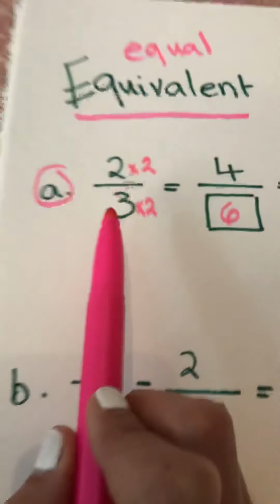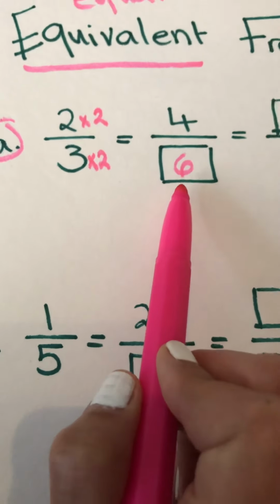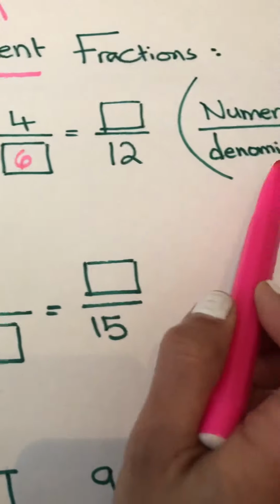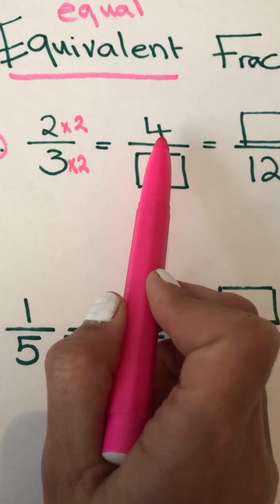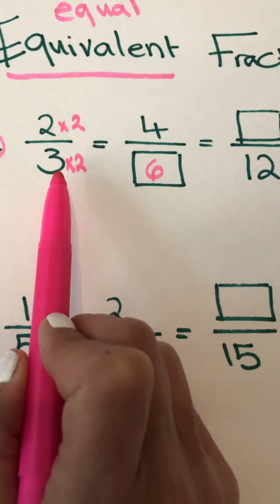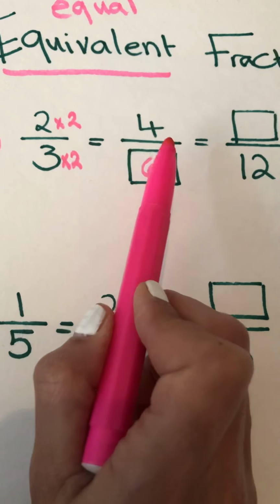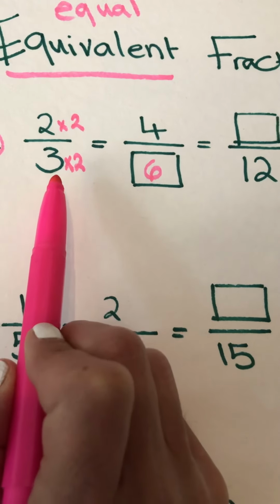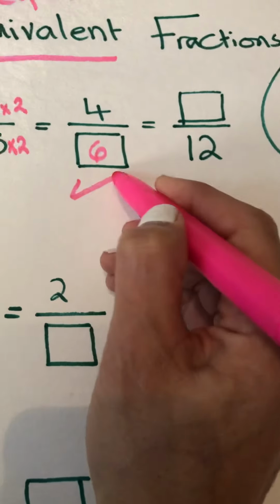The first example here is 2/3 equals 4 what? The number that is missing here is the denominator. So I think, 2 times what gives me the 4 that is already there, and I multiply the same number to get the denominator. 2 times 2 is 4, so I need to multiply down. 3 times 2 is 6. So now I got the first one.